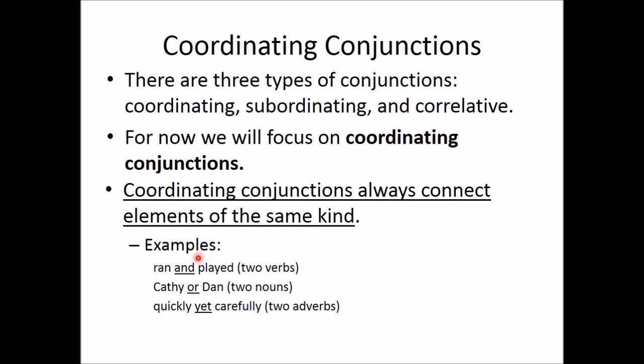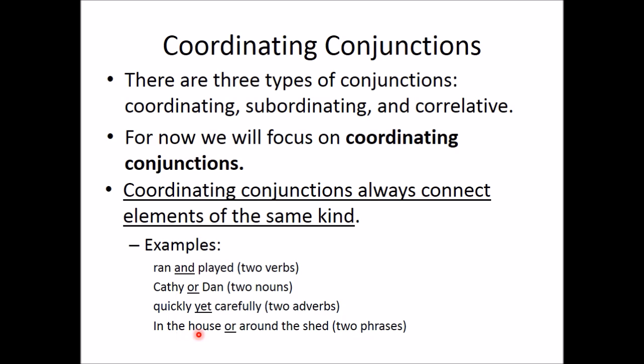Here are some examples. In this example, ran and played. The coordinating conjunction and is connecting the 2 words ran and played, and those 2 words are both verbs. So those 2 words are the same kind of word, right? They're both verbs. Kathy or Dan. Kathy and Dan are both nouns, and the coordinating conjunction or is connecting the 2 nouns. Again, they are the same kind of word. Quickly yet carefully is another example, only those 2 are adverbs and the coordinating conjunction yet is connecting 2 of the same kind of word.